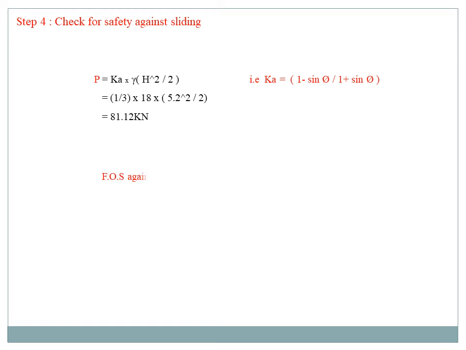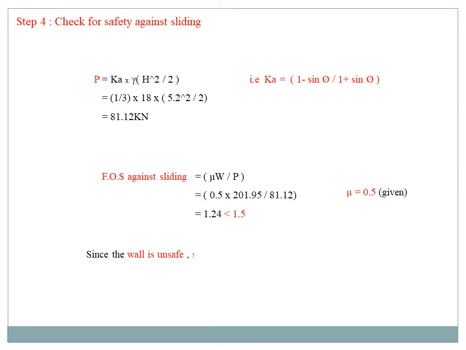The next, factor of safety against sliding, one simple formula: mu into W divided by P. Mu is given in our question, mu is equal to 0.5. Then W is 201.95. Then P we found previously, 81.12. So you get the value 1.24. This factor of safety is less than 1.5, so this is unsafe. Since the wall is unsafe, a shear key is to be designed below the stem.